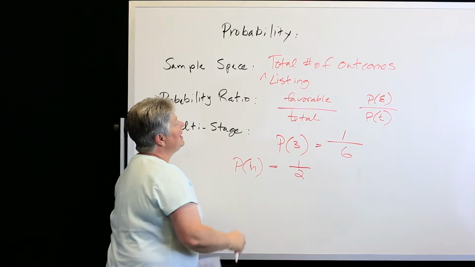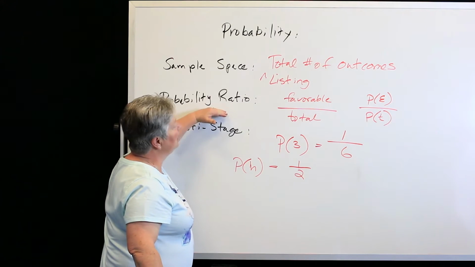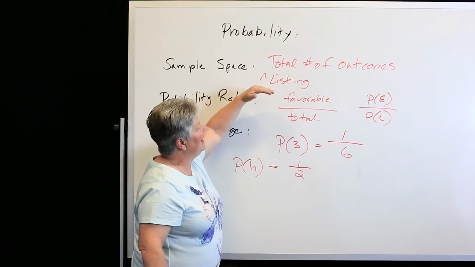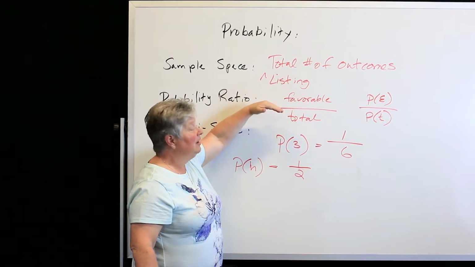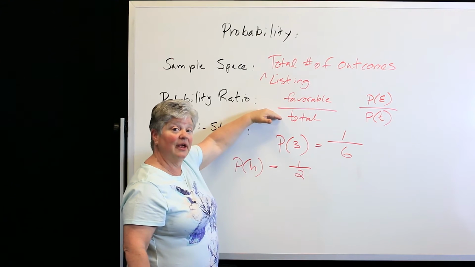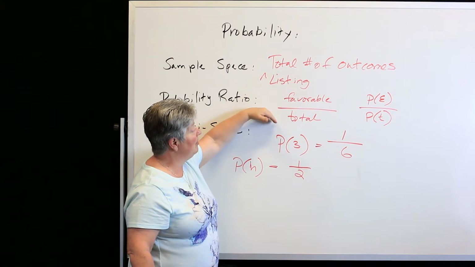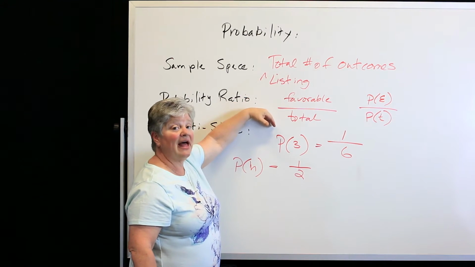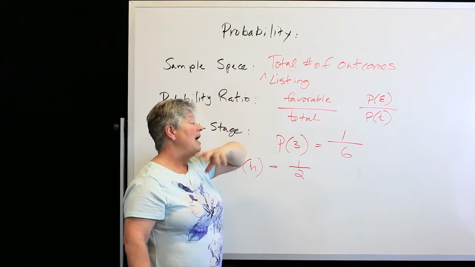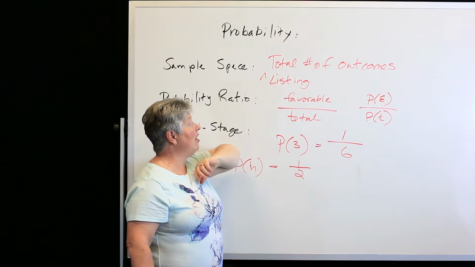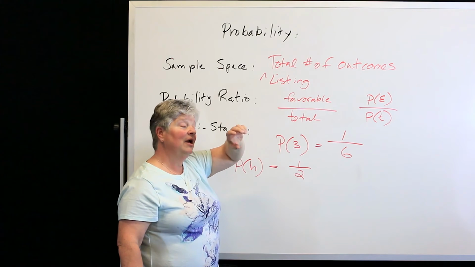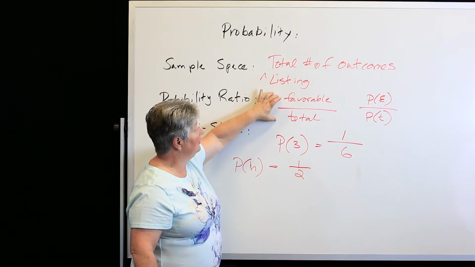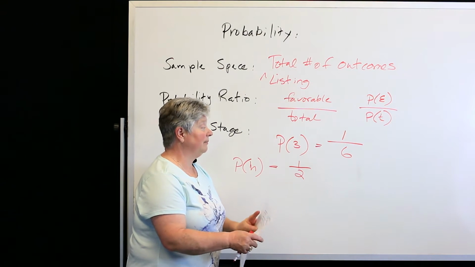So keep that in mind. Our probability ratio is simply looking at favorable to total outcomes. That's a really important piece to remember. Always boil it down to that. Even if you've got a problem that has more than one probability involved, take each of them and boil it down to this ratio right here.